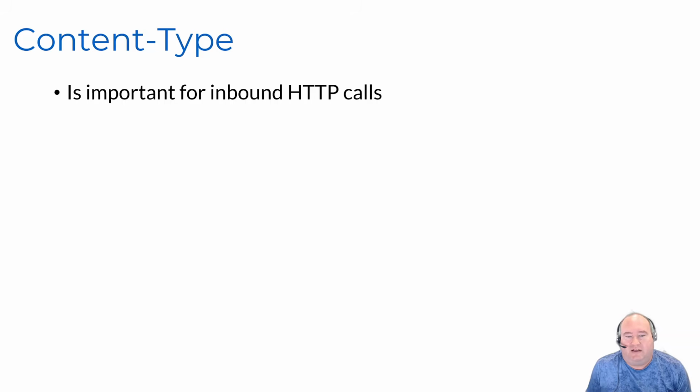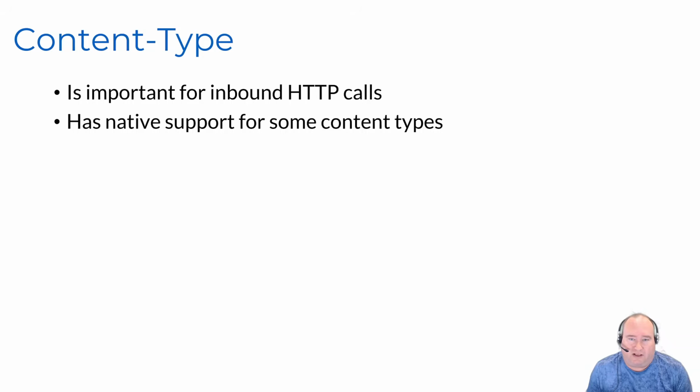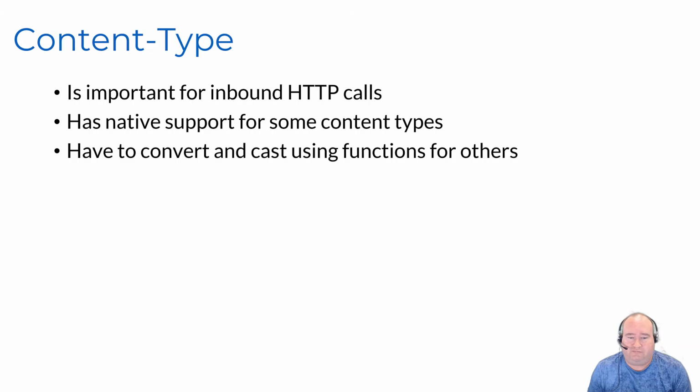Content type is also important inside Logic Apps, especially when making inbound HTTP calls. Logic Apps has native support for many different content types, such as XML and JSON. A lot of times you have to cast and convert back and forth between different content types, because some actions will natively support certain content types, such as JSON actions, for example.